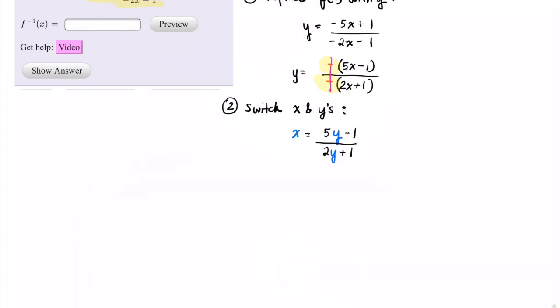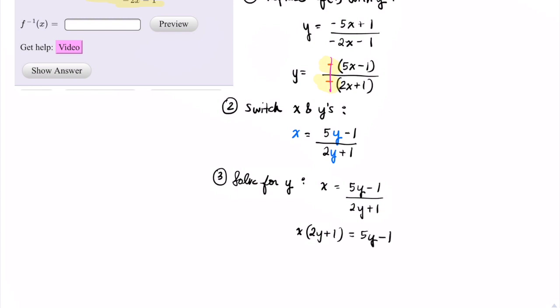Great, because now the third step is to solve for y. This might take a little bit of work, but if we have x equal to 5y minus 1 over 2y plus 1, I think the best thing we could do is clear denominators and multiply both sides by 2y plus 1. So then we get x times 2y plus 1 equal to 5y minus 1.